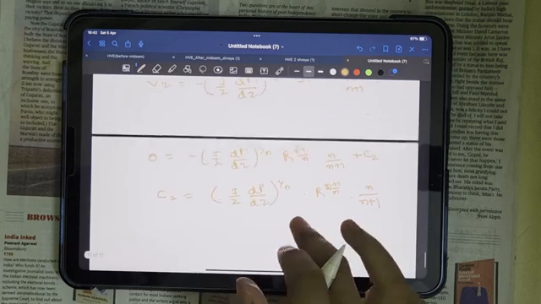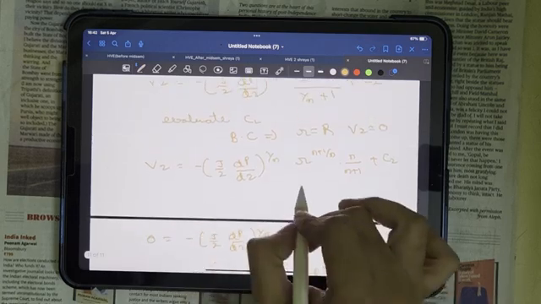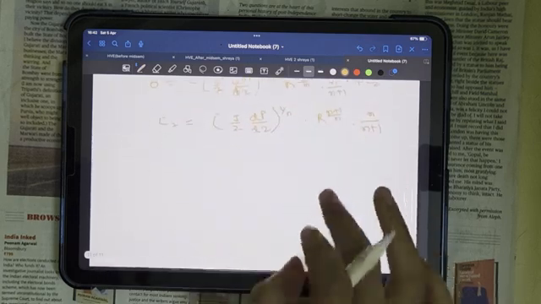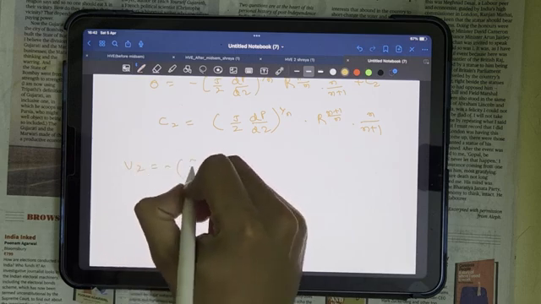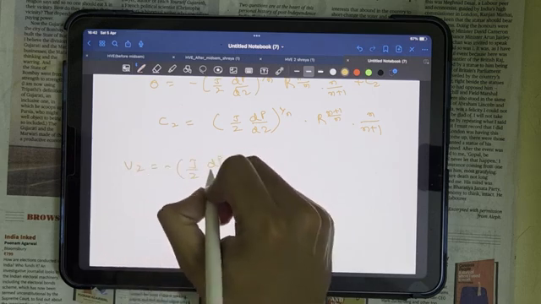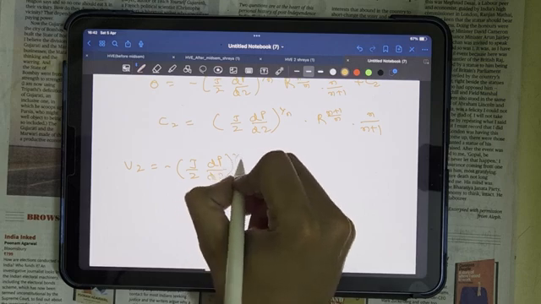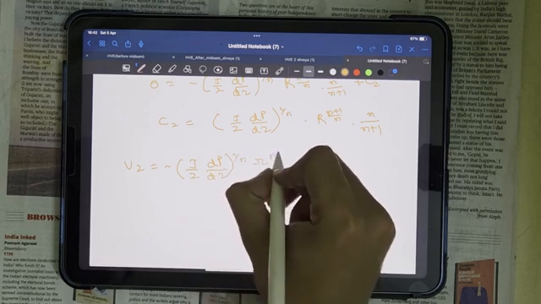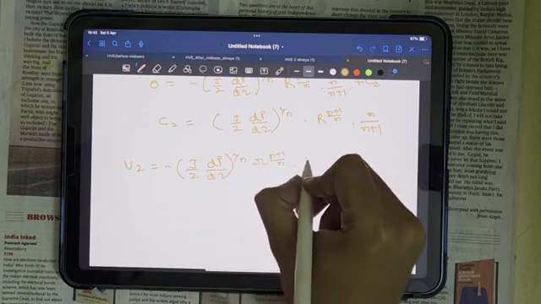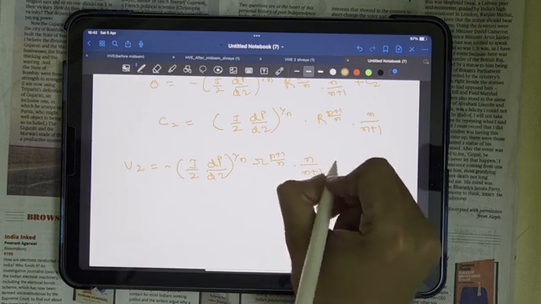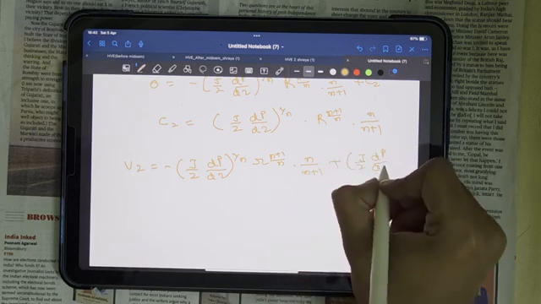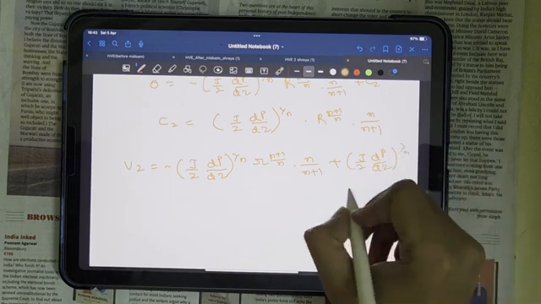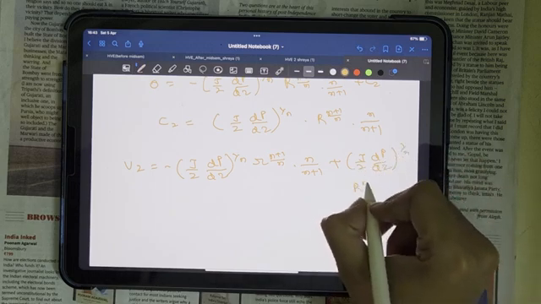So we will get Vz is equal to minus of j by 2 dP by dz to the power 1 by n small r to the power n plus 1 by n into n upon n plus 1, plus j by 2 dP by dz to the power 1 by n multiplied by R to the power n plus 1 by n into n upon n plus 1.